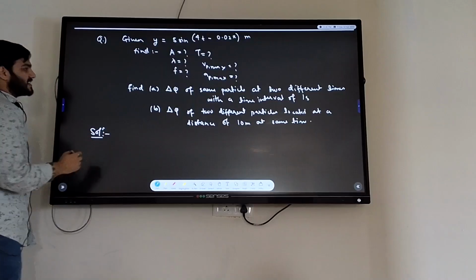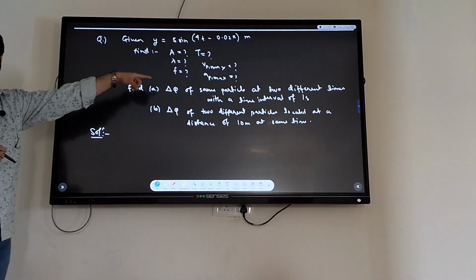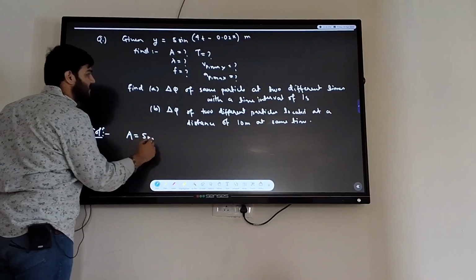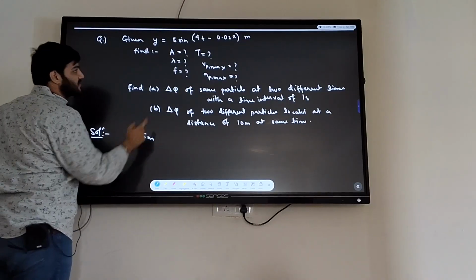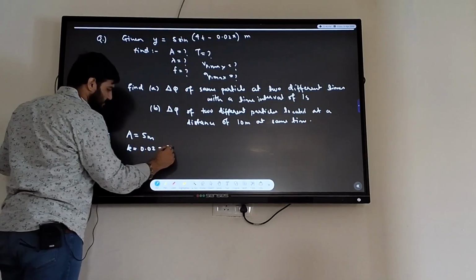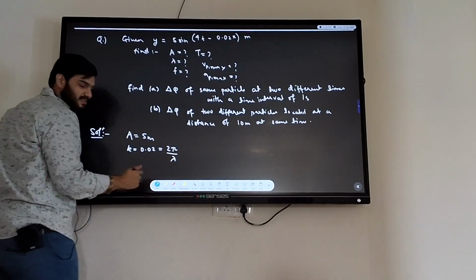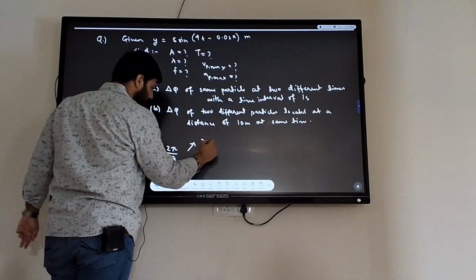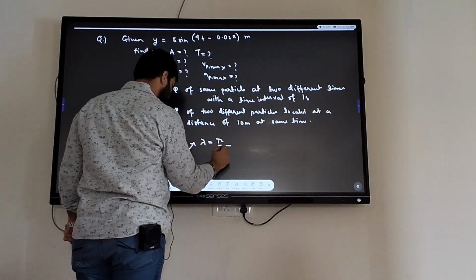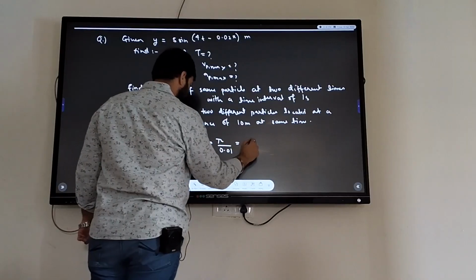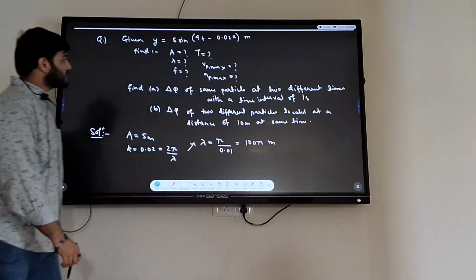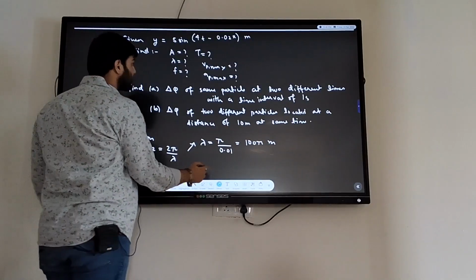What is y? Acha, let's find these simple things first. What is a? That's 5 meters. What is lambda? So what is k? That's 0.02 and that's equal to 2 pi by lambda. Then lambda is pi divided by 0.01, and that will be 100 pi meters. What is f? What is omega?